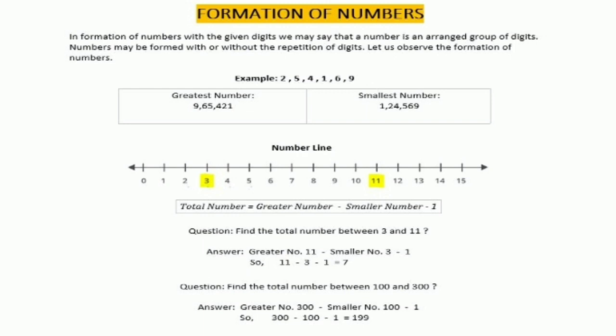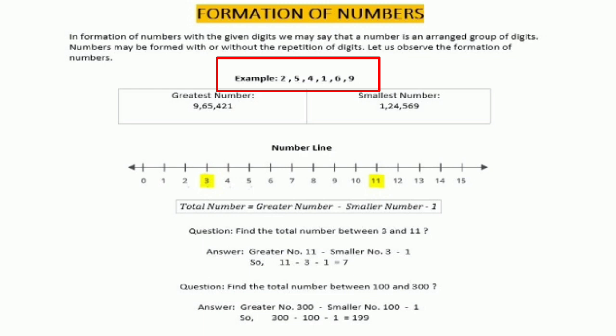Formation of numbers. How can we form a number using some digits? Using some digits, we can find the greatest number and smallest number. How can we find? Here 6 digits are present: 1, 2, 3, 4, 5, 6. That means we have to find the 6-digit greatest number and the 6-digit smallest number. How can we find? To find the 6-digit greatest number, we have to find the greatest digit present among these.